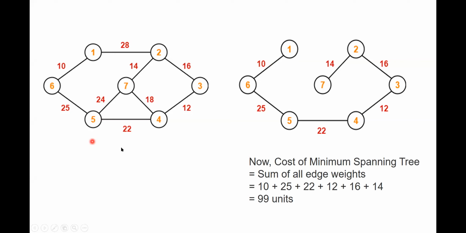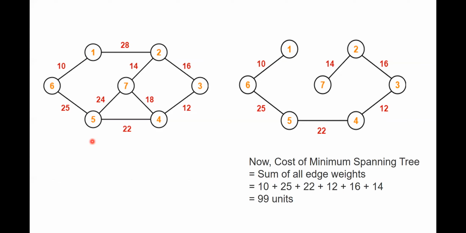This is the given graph. And this is the spanning tree. Now, the cost of the minimum spanning tree is the sum of all the edge weights. So what is the sum of all the edge weights? You have to add 10 plus 25 plus 22, like that. You'll be getting 99 units. This is the cost of the minimum spanning tree.